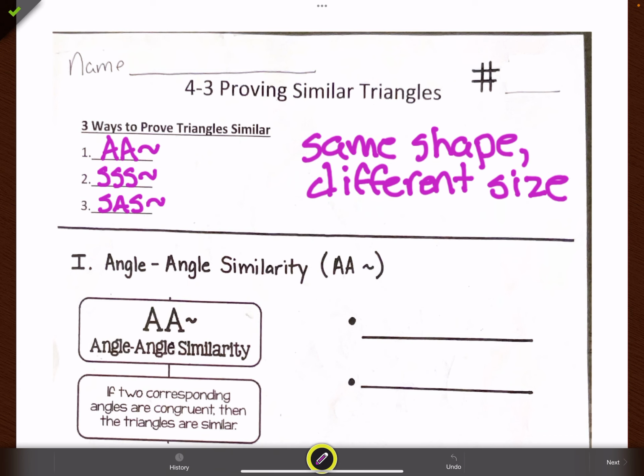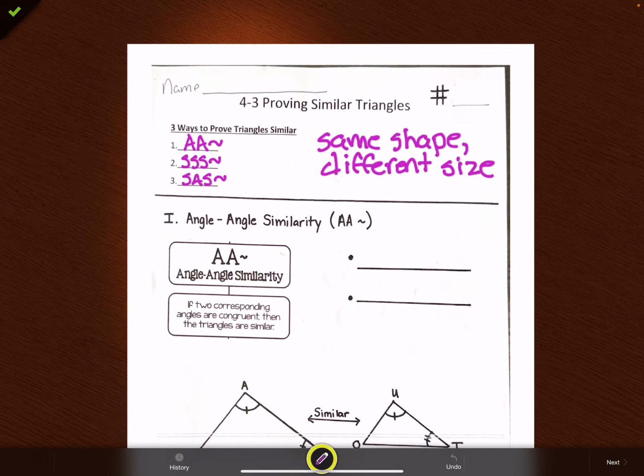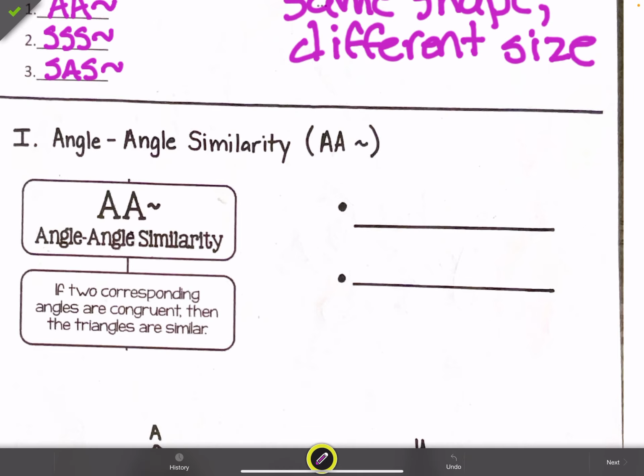So 2 out of the 3 look very similar to congruent triangles, but the process is different, and that's what we're going to look at. And then the angle, angle, we did not have any of that kind last week. So let's take a look at this. All right, the first way is angle, angle similarity.